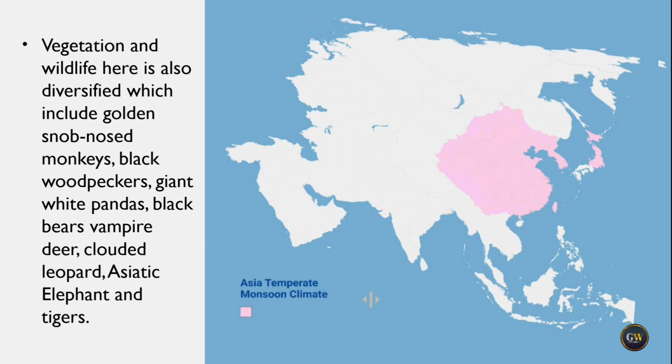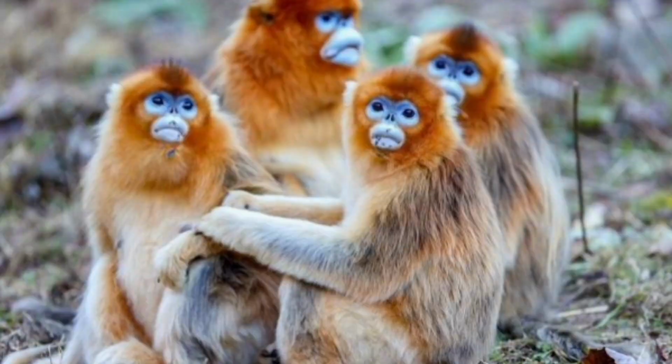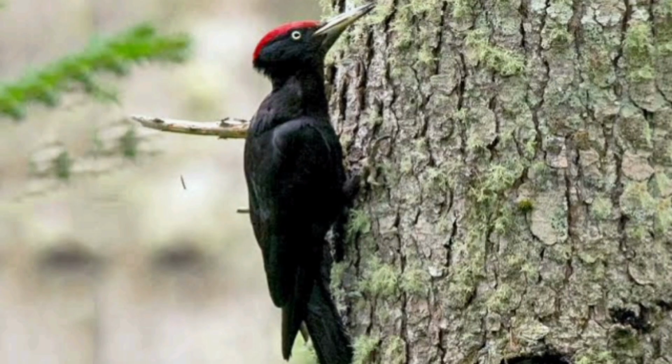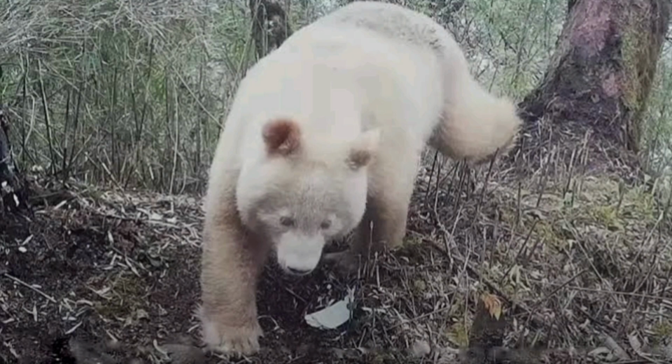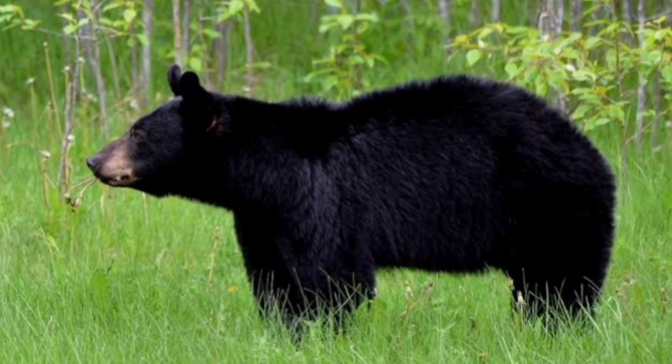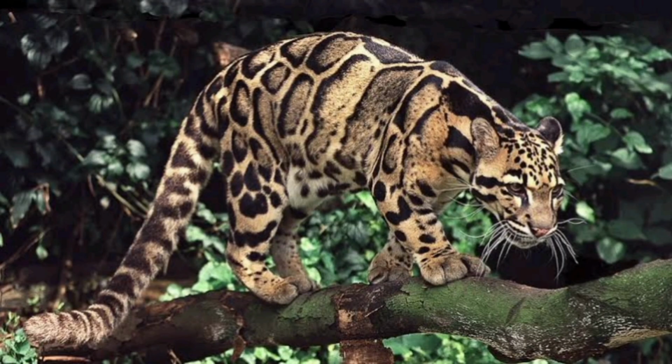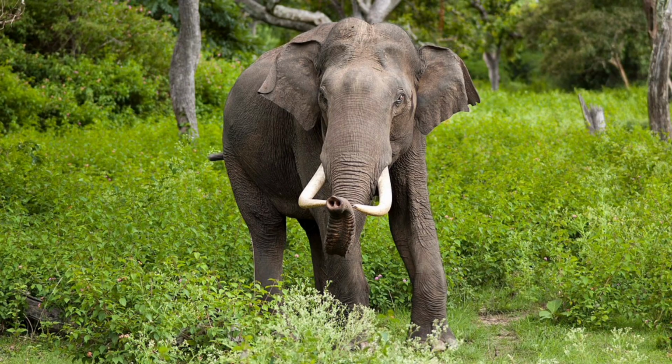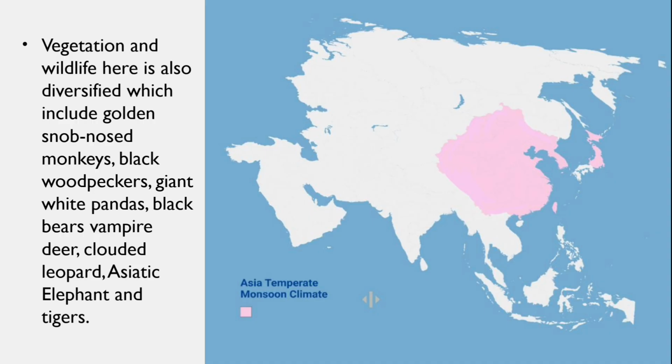The vegetation found here and the wildlife are also diversified, which includes the golden snub-nosed monkey, the black woodpeckers, giant white pandas, black bears, vampire bears, and clouded leopards, and also Asiatic elephants and the tigers. So these are all the wildlife of this climatic condition of China, the temperate monsoon climate.